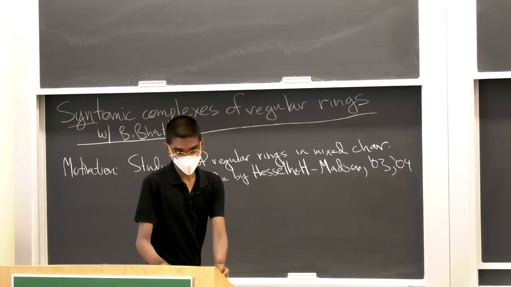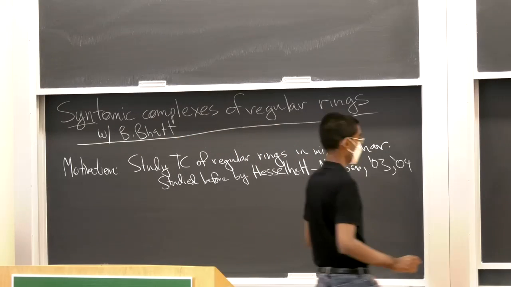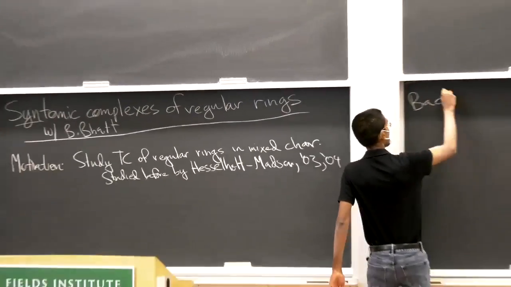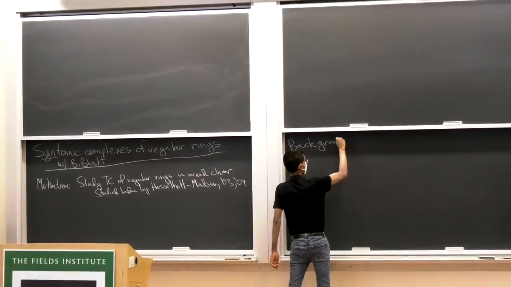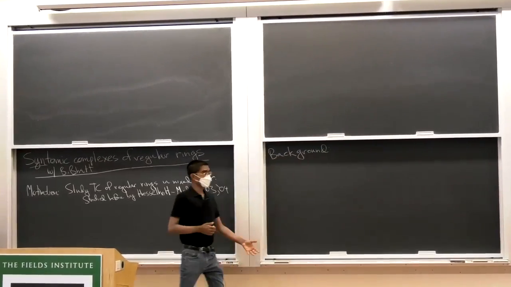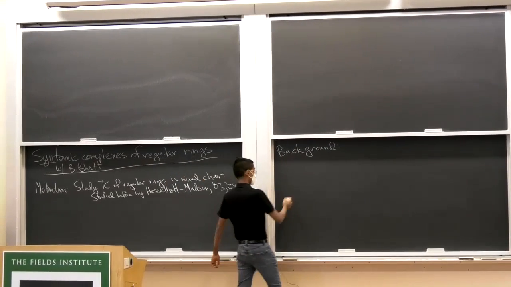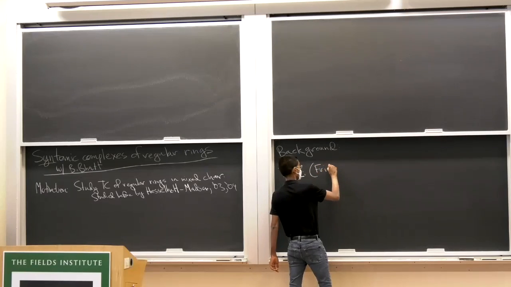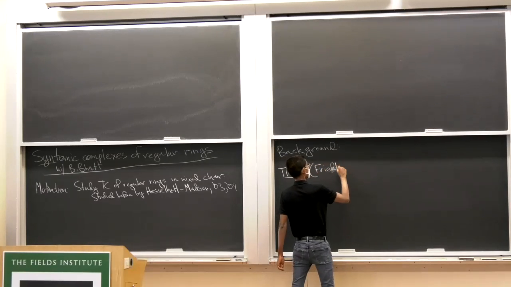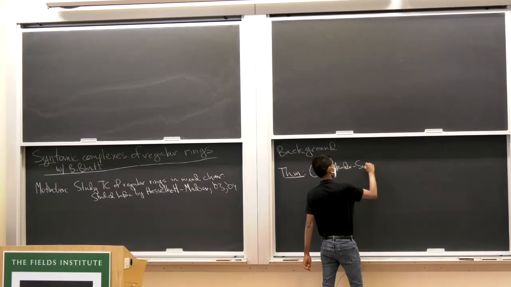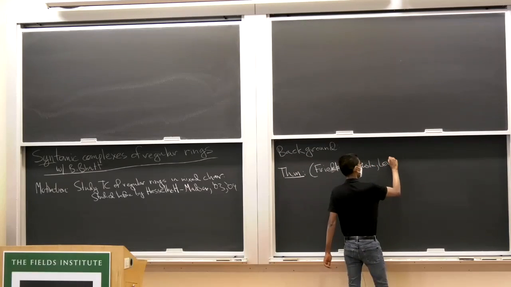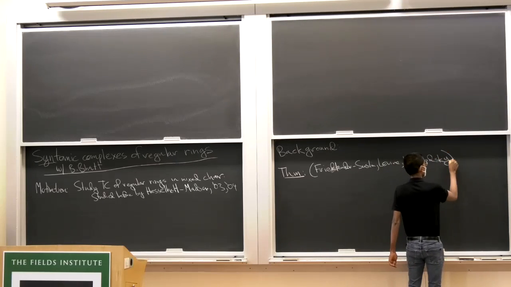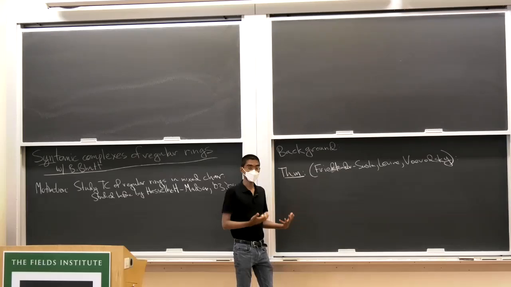Maybe let me start by describing some background, the motivation for this motivic spectral sequence in particular. I think some of the motivation comes from the following construction or theorem, due to Friedlander-Suslin, Levine, and Voevodsky. This construction gives a spectral sequence.